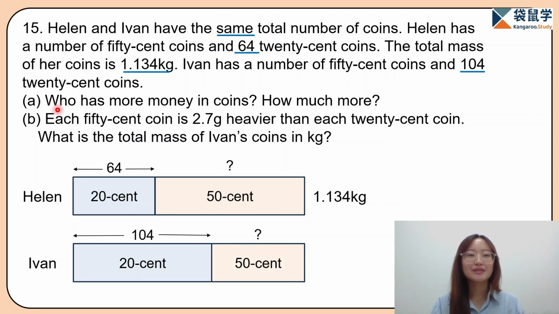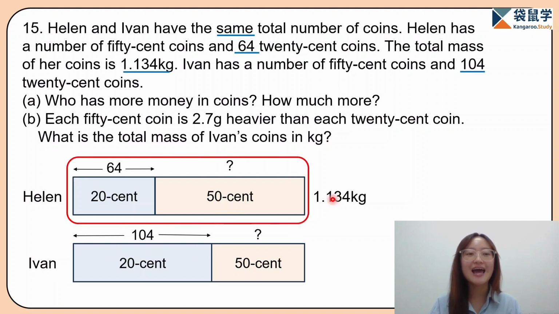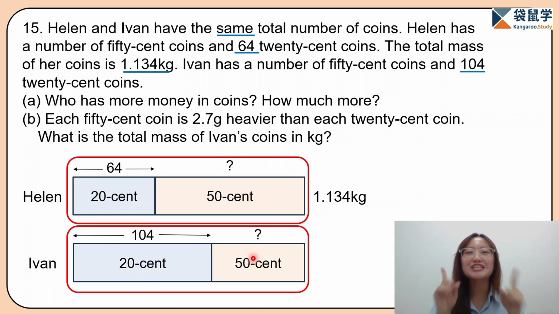Now part A. Who has more money in coins and how much more? So we want to find the difference in the total value between Helen and Ivan. What is the most direct way that we can find this? It will be to calculate the total value of Helen and the total value of Ivan so that we will know who has more money and how much more. But are we able to do that over here? No, because we don't know how many 50-cent coins they both have. So how can we solve this question?